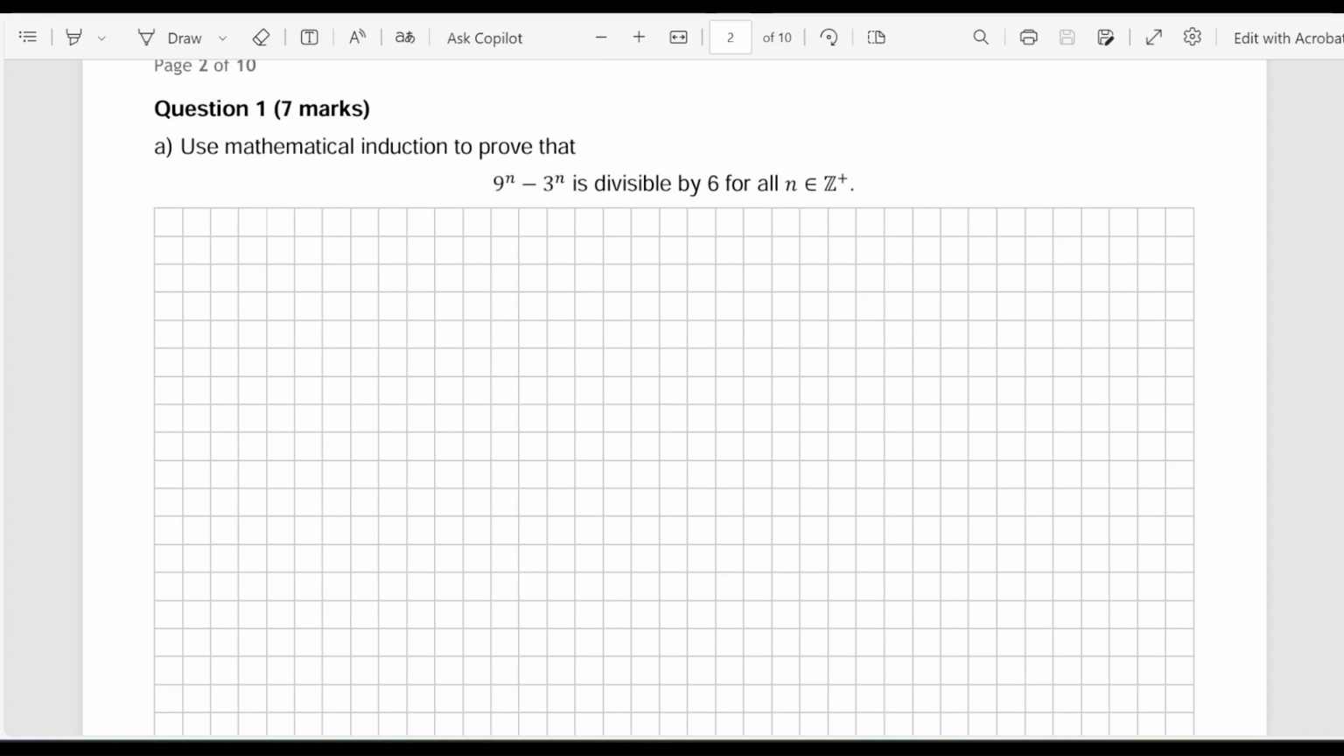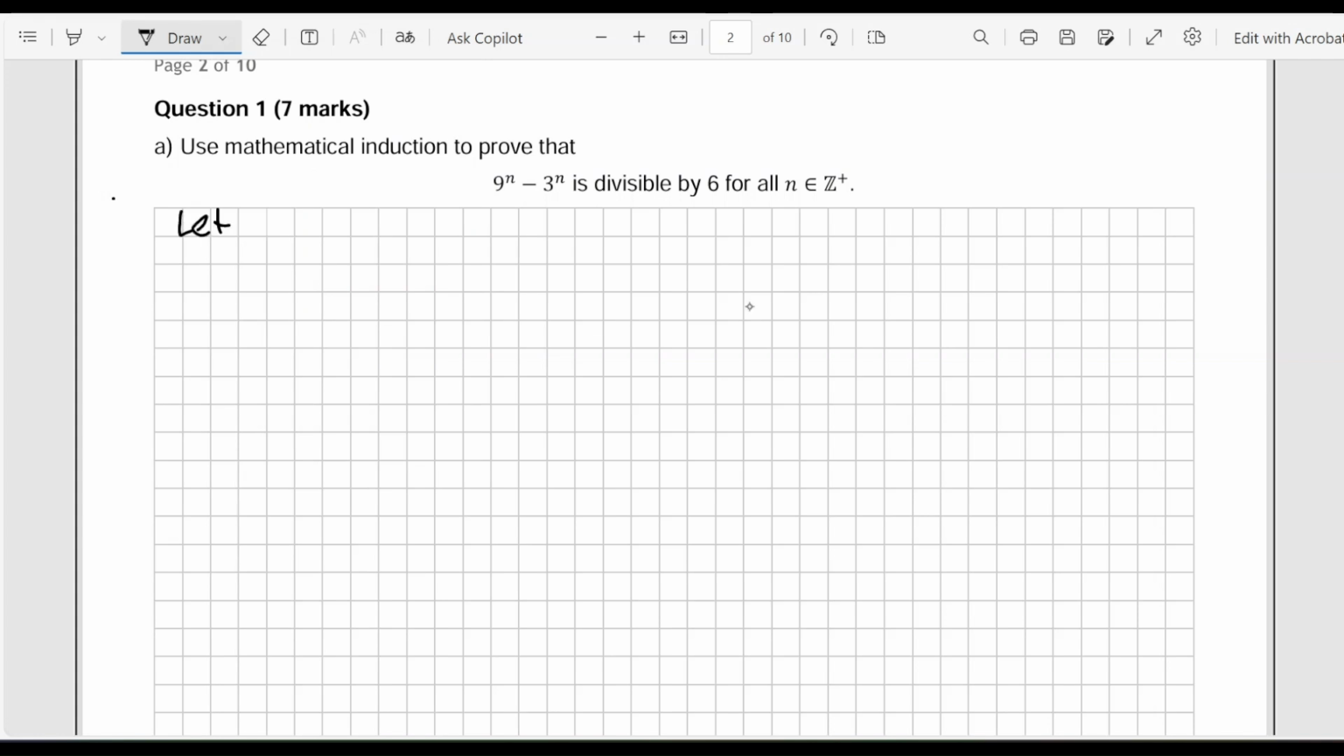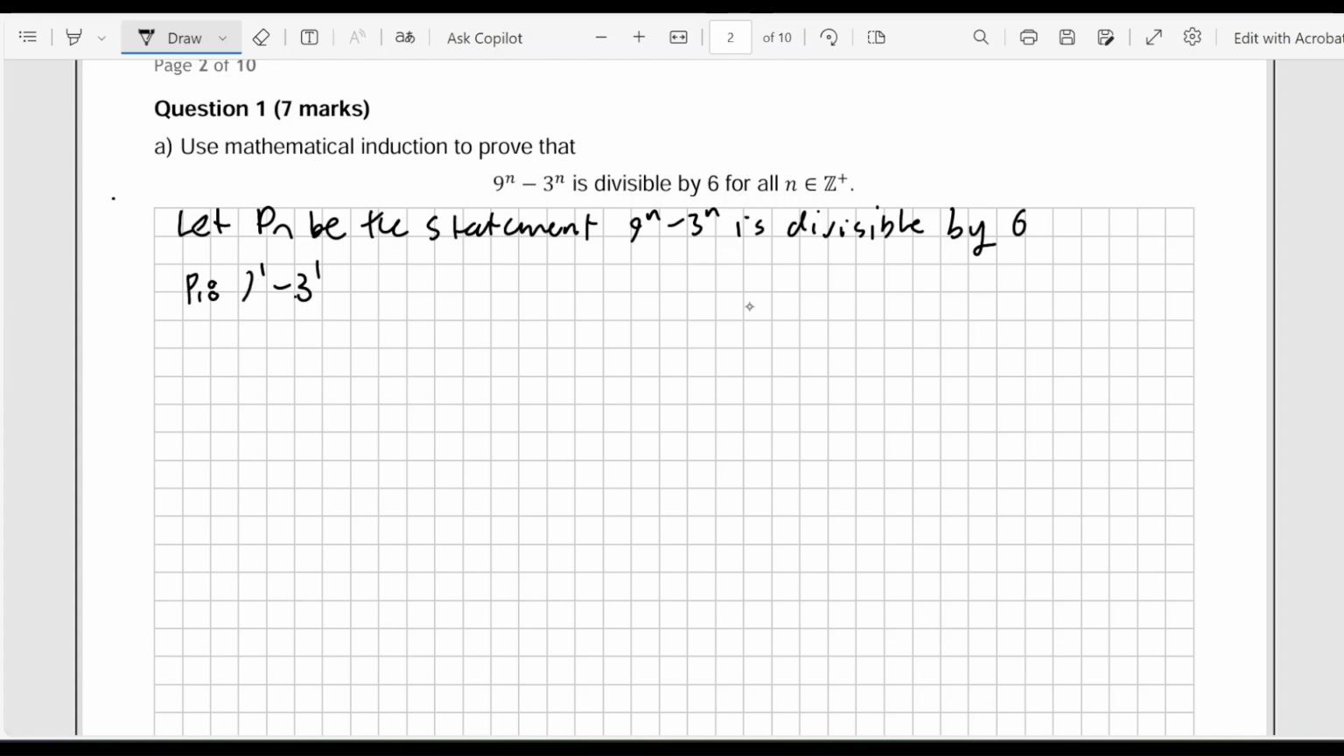All right, first up we have our division. So it is use induction to prove that. The very first thing we're going to have to do is let Pn be the statement that 9 to the n take 3 to the n is divisible by 6. And you don't write the for all n in Z plus thing. All right, so for P1, we need to look at 9 to the 1, take 3 to the 1. Believe it or not, you get 6, which is divisible by 6. So therefore, P1 is true.